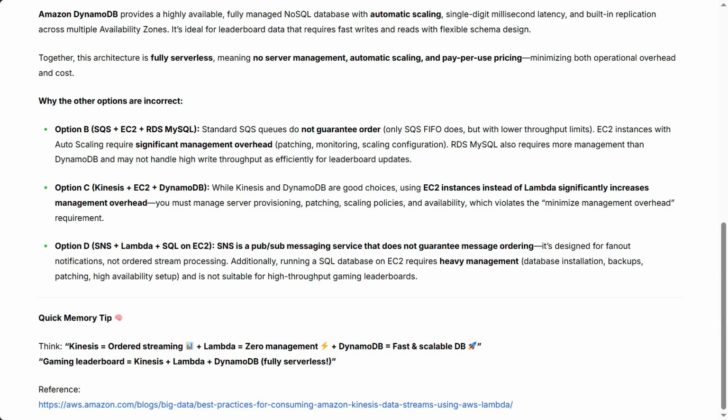Quick memory tip. Think: Kinesis equals ordered streaming, plus Lambda equals zero management, plus DynamoDB equals fast and scalable DB. Gaming leaderboard equals Kinesis plus Lambda plus DynamoDB, fully serverless.